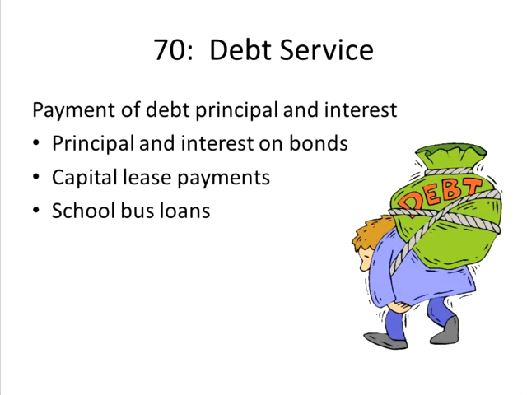70 is debt service. So any expenses or activities that are related to the payment of principal and interest on bonds, or any capital lease payments, or even loans for school buses, for example, that exceed a payout of more than 1 year, you'll see those coded as functions related to debt service in the 70 series.